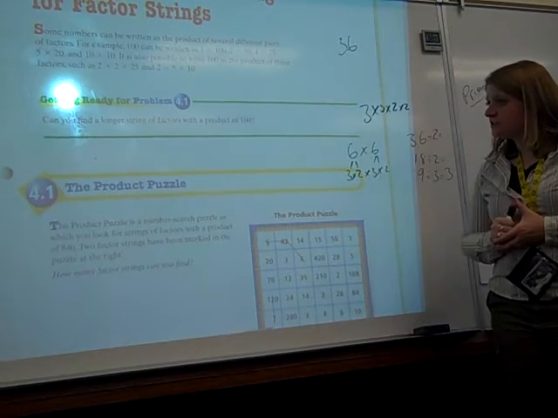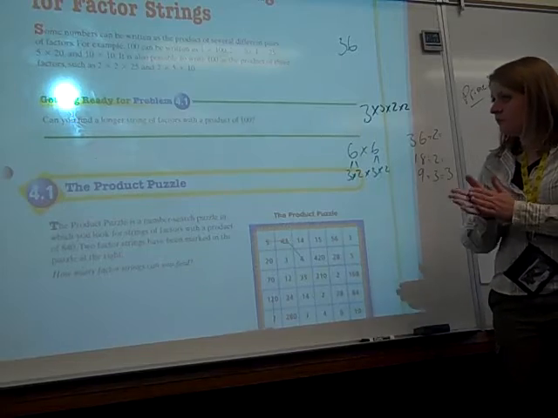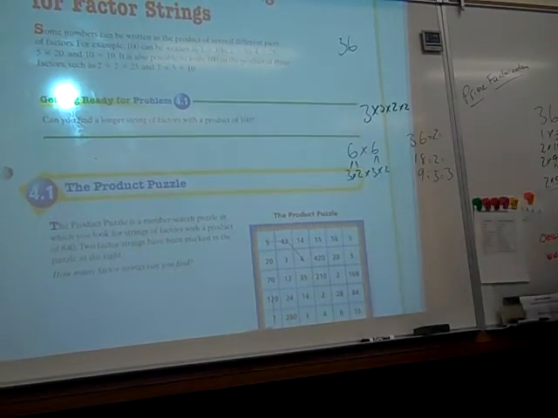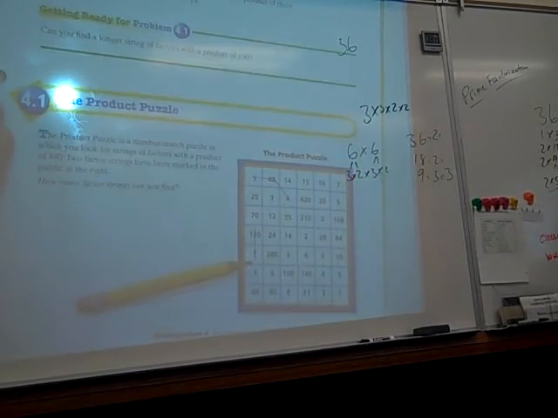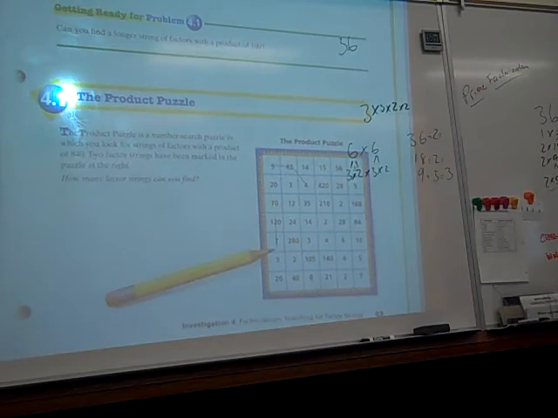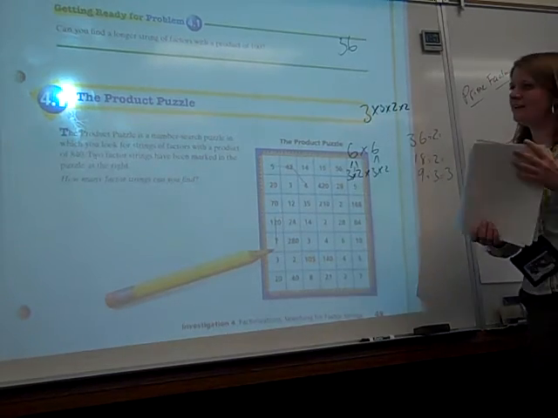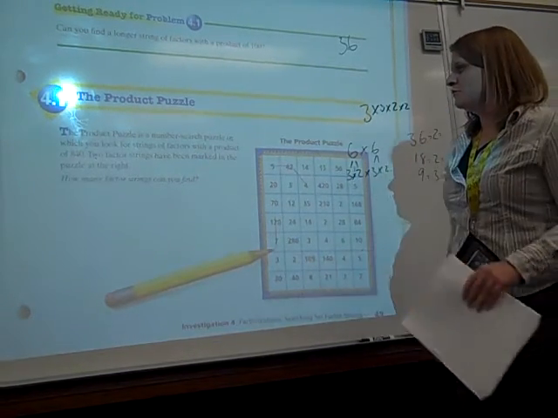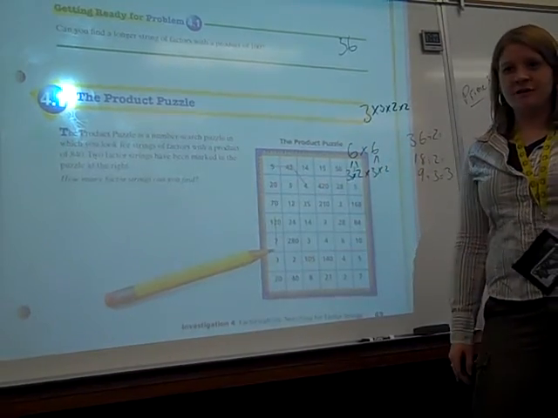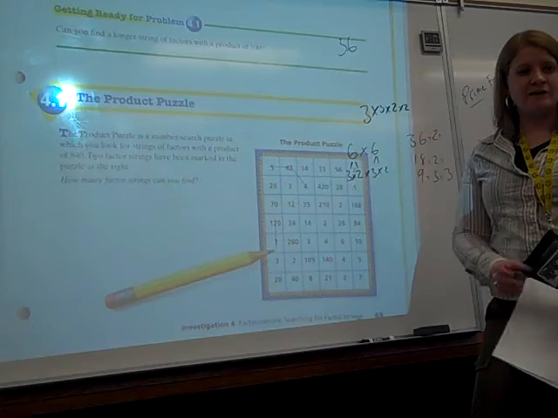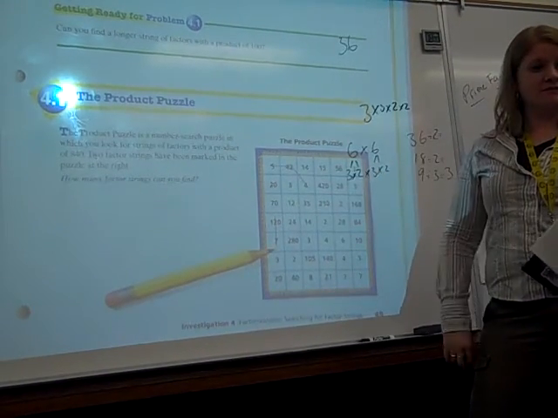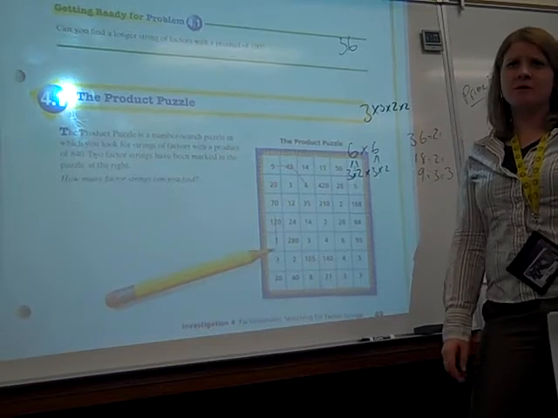In today's problem, you are going to be doing a product puzzle. The product puzzle is basically like a number puzzle, kind of like a number search or word search, okay? And you're going to be finding strings of factors. Now, there are lots of different ways that you can string factors together to make your product, at least for some numbers.